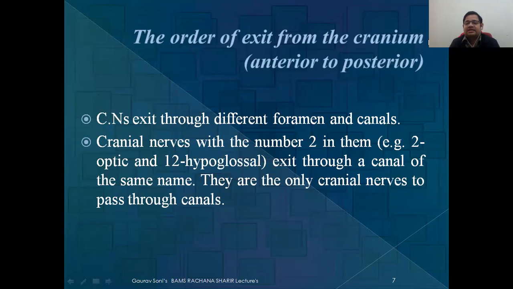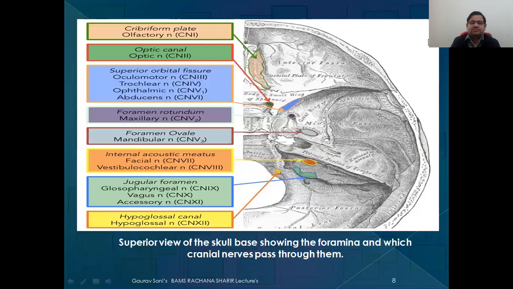So it will be optic canal and hypoglossal canal. So from this diagram we can summarize the first cranial nerve, that is olfactory nerve, will be coming from the cribriform plate. Optic canal will give the exit to the optic nerve, as we have already said. The important thing is superior orbital fissure, which is going to give exit to 4 of them: oculomotor nerve, trochlear nerve, ophthalmic nerve, which is the first part of trigeminal nerve, and abducent nerve.